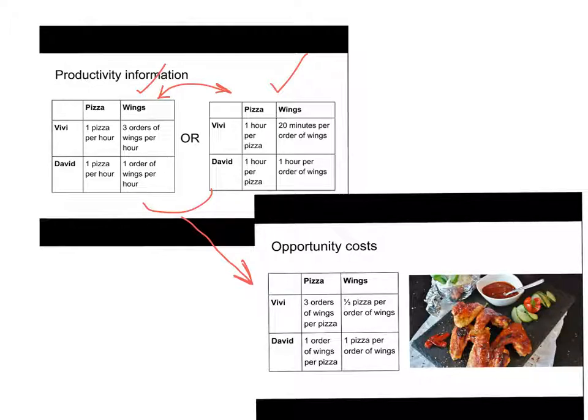But you can also think it through this way. Let's take VV, and we want to think of her opportunity cost of wings, say. Well, remember, opportunity cost is always equal to what we give up over what we get.